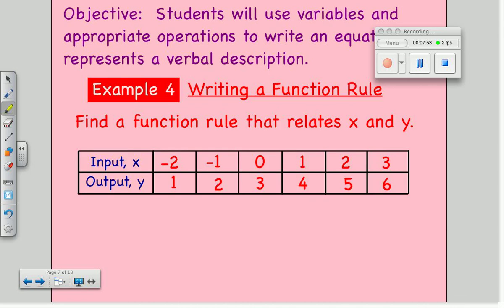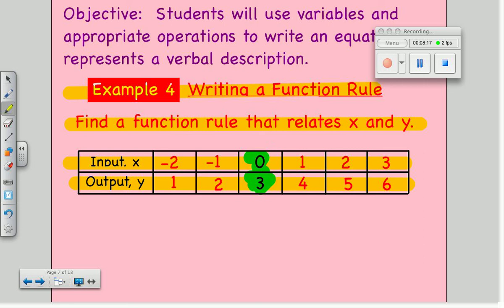Now this one we have to write a function rule. I want you to go ahead and write example 4, writing a function rule. Find a function rule that relates x and y. So what am I doing to x to get y? What am I doing here? When there's a 0, I like to focus on the 0.